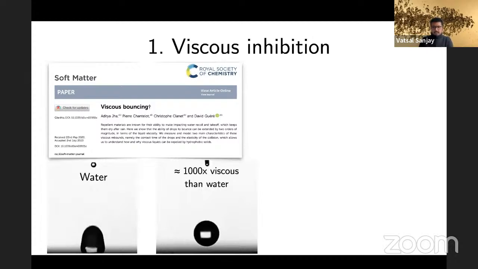So the first one is this very nice paper, once again from David Quéré's and Christophe Clanet's group. And what we see here is a water droplet that falls and then takes off on this surface.